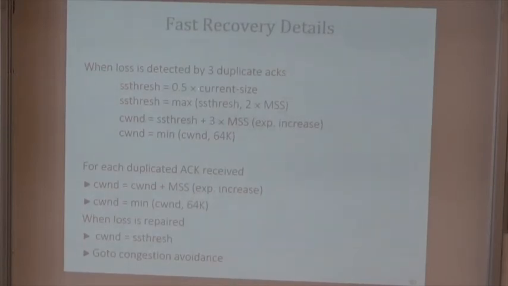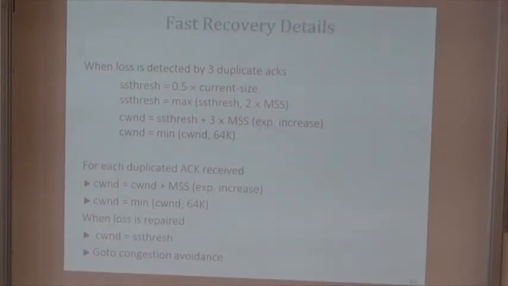So here is the pseudocode of fast recovery. Whenever a loss is detected by duplicate ACKs, for example 3, then the slow start threshold, which is not really a slow start but the target window, is 0.5 times the current size of the window, which we make sure is never less than 2 MSS. And then we increase exponentially fast the congestion window. Like in slow start, we increase the window, but starting from this value, until the loss is repaired.